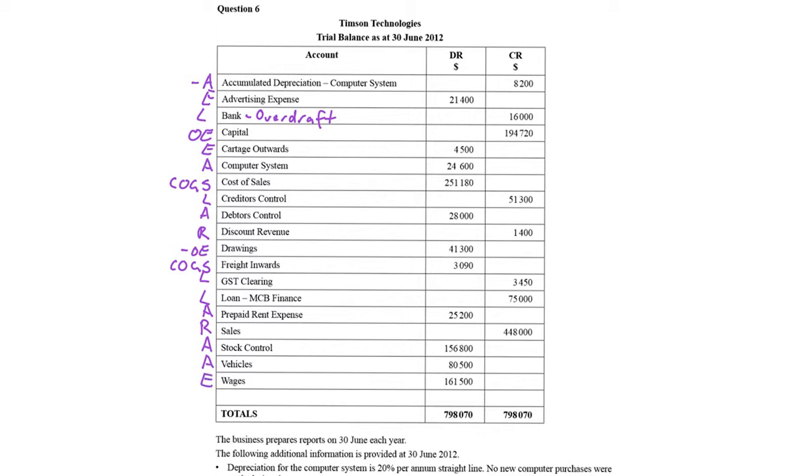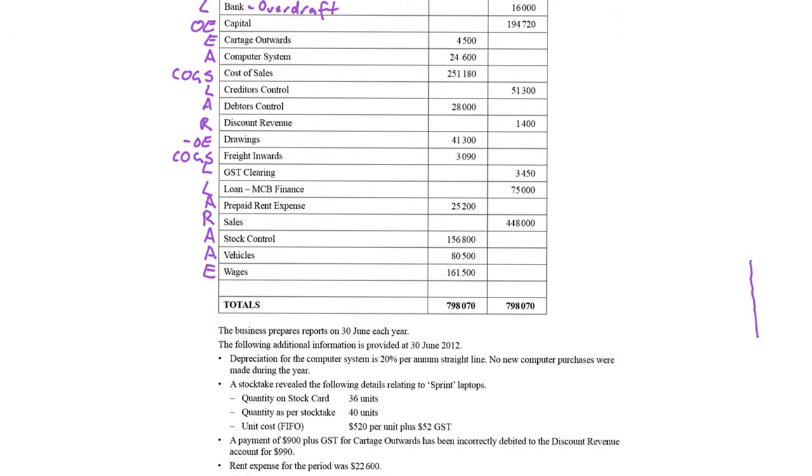Now it is worth also looking at the additional information. Usually this is sort of the point where you would need to start reading the question and finding out what you need to do. But for example, in the case of the prepaid rent expense, it does give us some information below saying that the rent expense for the period is $22,600.